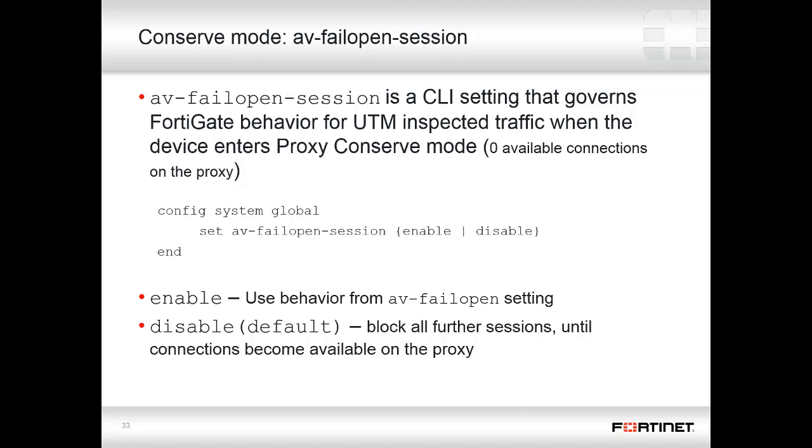Proxy conserve happens when the number of available connections on the transparent proxy drops to 0. In the case of proxy conserve mode, the behavior is decided by the CLI setting AV-fail open session. If this is set to enable, the unit will behave in the fashion dictated by the AV-fail open. The default is to block all further sessions until connections become available.